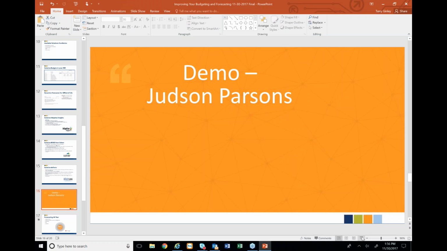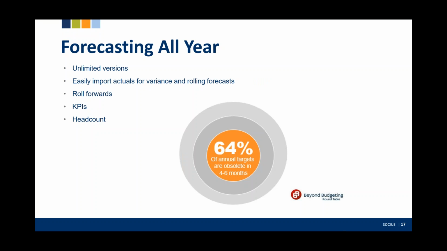Lindsay, are you able to see my screen here? Yep, you're good. Okay, so one item I mentioned earlier was forecasting. With some of these tools, you'll now have the ability not just to accumulate your annual budget, but have unlimited versions and be able to do reforecasts much easier throughout the year. An interesting statistic from the Beyond Budgeting Roundtable group: 64% of annual budgets and targets are obsolete in 4 to 6 months. I won't ask for a show of hands here, but if you're nodding your head, that's happened to you before. You're not alone.